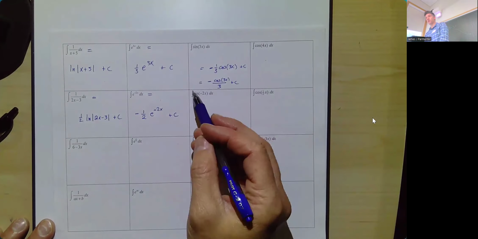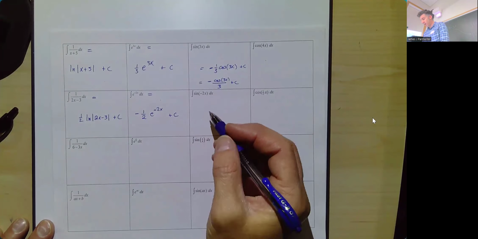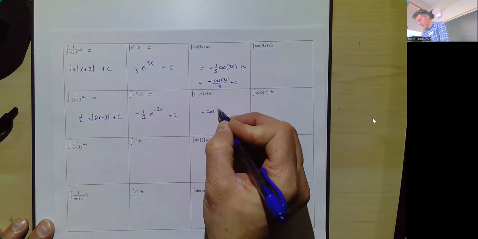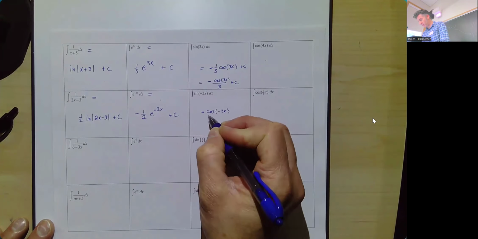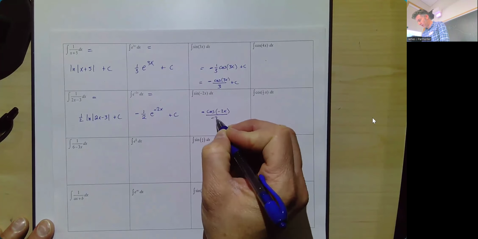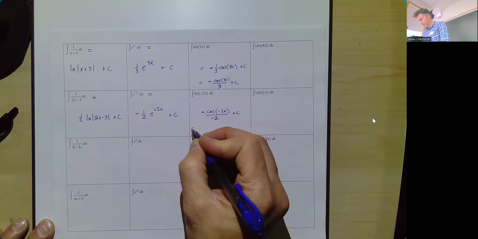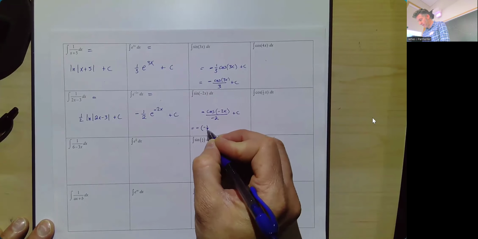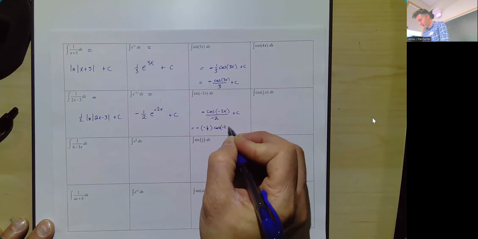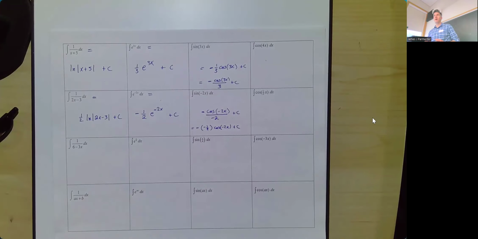Same deal here. If I'm anti-differentiating sine of negative 2x, I get negative cosine of negative 2x. But then I'm going to divide by negative 2. Or I'm going to write it as negative 1/2 cosine of negative 2x. I would normally simplify that as positive 1/2, but I really want to explicitly view that we have negative cosine divided by negative 2, or negative cosine times negative.